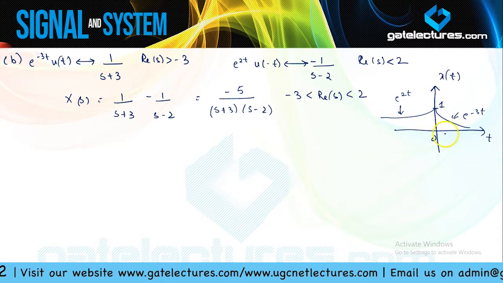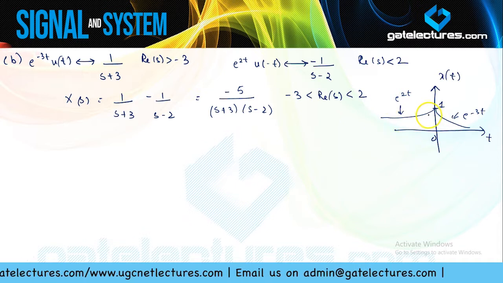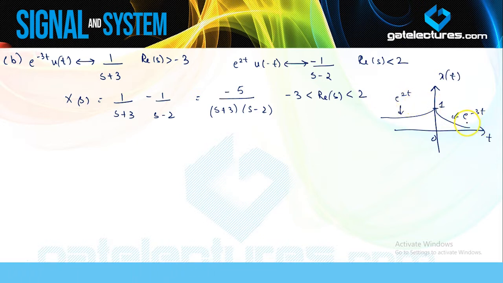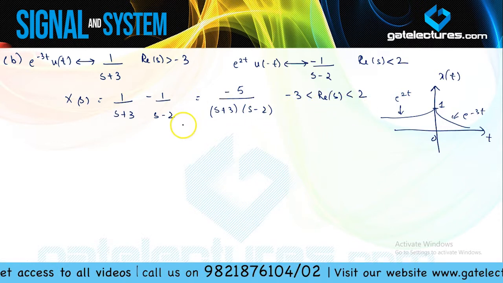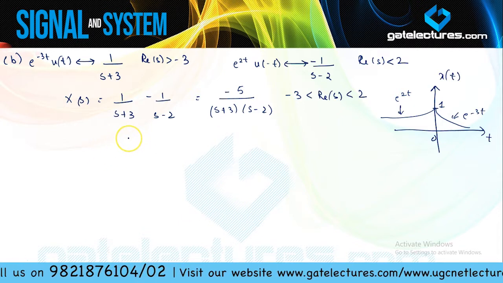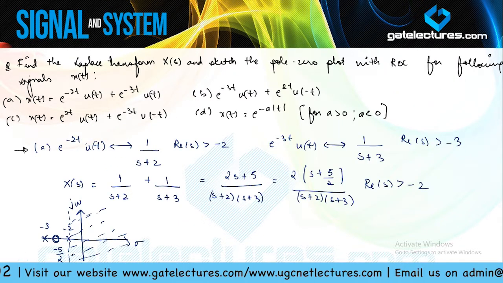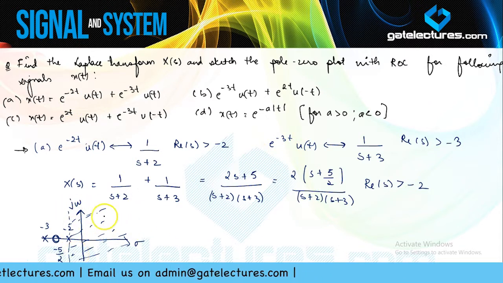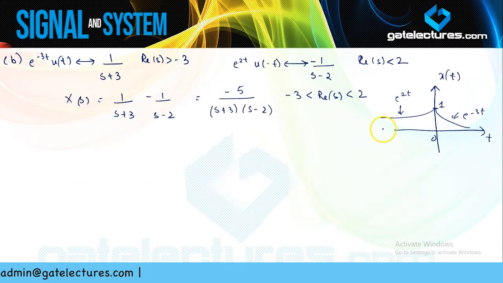What I am trying to say is that this signal is an infinite duration signal, a two-sided signal. It has values ranging from t equal to minus infinity to t equal to infinity. And we've seen in the properties of ROC that when we have a two-sided, infinite duration signal, its ROC is going to be a vertical strip. In the first example, this signal was a right-sided signal, so I had a right-sided ROC, to the right of the rightmost pole. Now I have an infinite duration, two-sided signal, so my ROC is going to be a vertical strip.